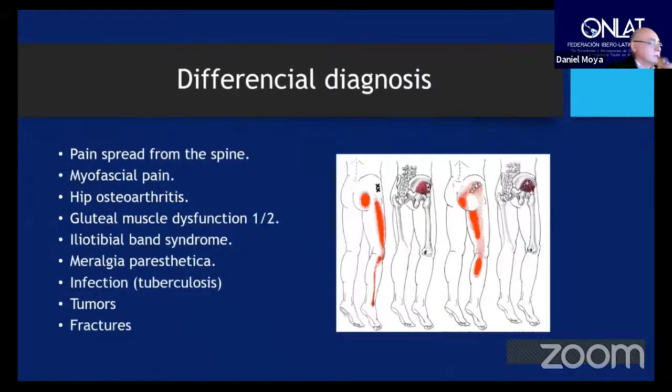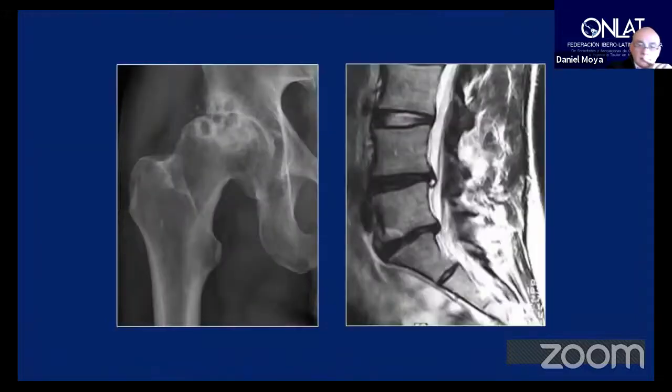There is a long list of pathologies that can give us some pain in the area of the greater trochanter, and we must rule out all of them. The two main differential diagnoses to be considered are hip osteoarthritis and pathology of the lumbar area. Many cases with greater trochanteric pain syndrome have pathology in the low back, and some authors have even considered that up to 70% of these syndromes have a lumbar origin.